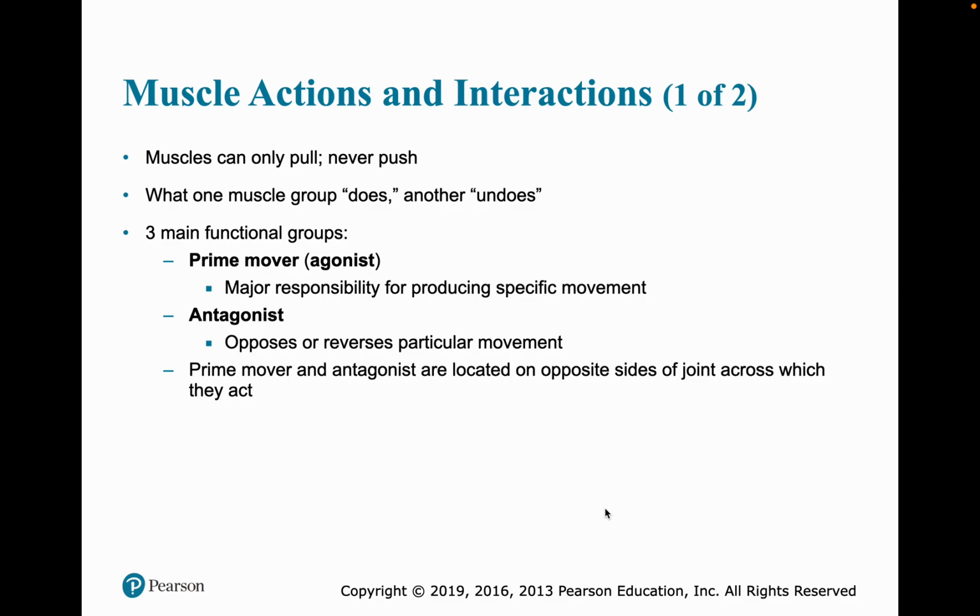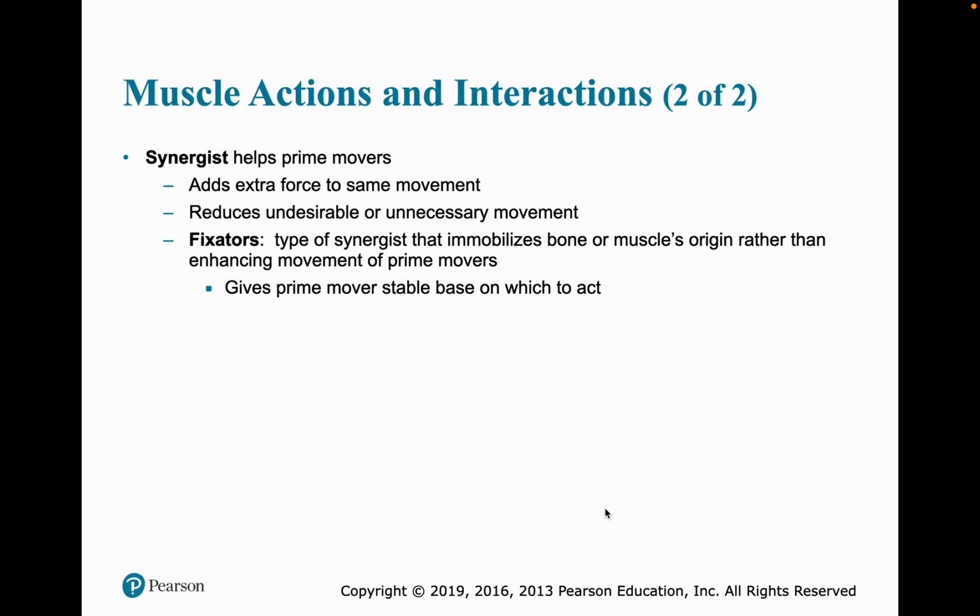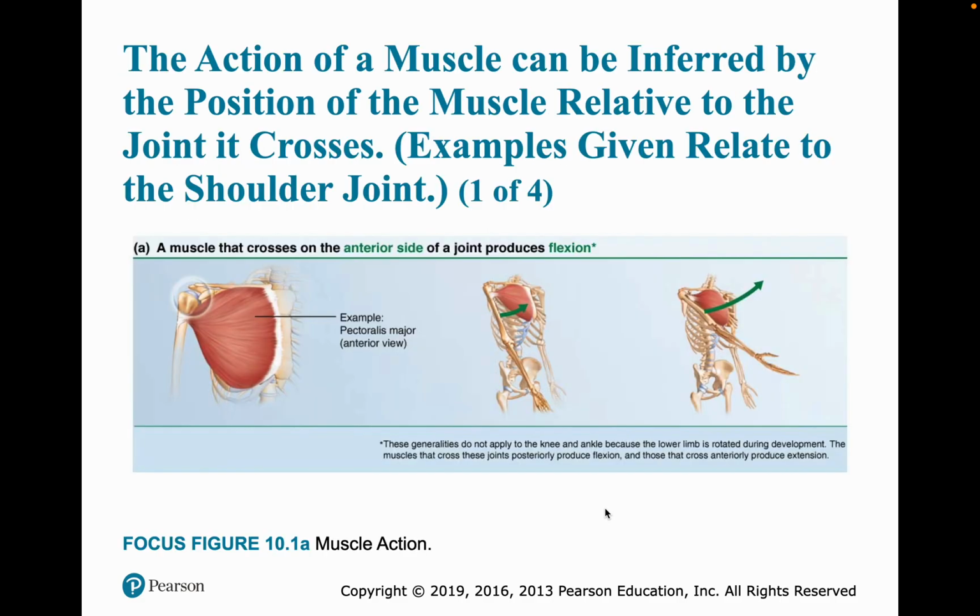Prime movers and antagonists are usually located on opposite sides of the joint across which they act. And then there are synergists that help the prime movers. They add extra force to the same movement, or they reduce undesirable or unnecessary movements. A type of synergist could also be a fixator, which immobilizes the bone or the muscle's origin rather than enhancing the movement of the prime mover.